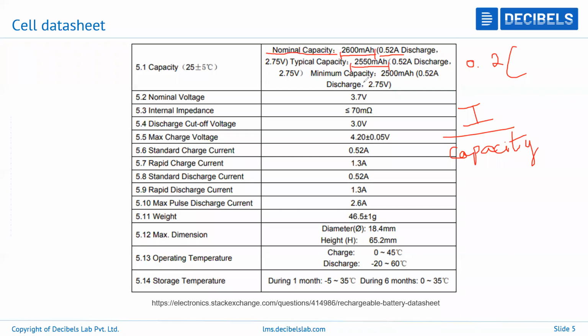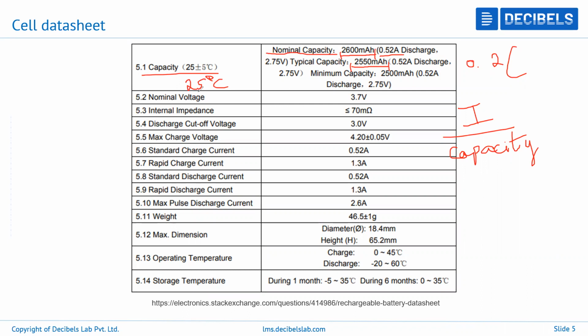Okay, so if you were to perform this kind of test by discharging it at 0.2 C, or as they have mentioned here at 0.52 amps, then you should get a minimum of 2550 and a rated capacity of 2600 mAh. Okay, so this is what the first and foremost point here stands for. Okay, and this is usually rated at room temperature, 25 degrees Celsius. Of course at different temperatures you will have different nominal capacities. It's not going to be the same at different temperatures. Okay, so we will take a look at that in the upcoming slides.